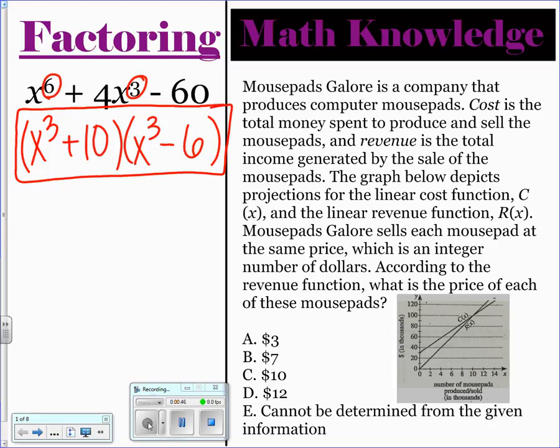For the math knowledge question, according to the revenue function, what is the price of each of these mouse pads? Well, our revenue, if we sell 0, we make $0. If we sell 2, we make 20. And these are both in thousands, so we can look at just the numbers that are on the graph. If we sell 4, we make 40. We sell 6, we make 60, etc. So the price per mouse pad, 2 for $20, 1 for $10. Okay? So that would be the answer for your math knowledge question.